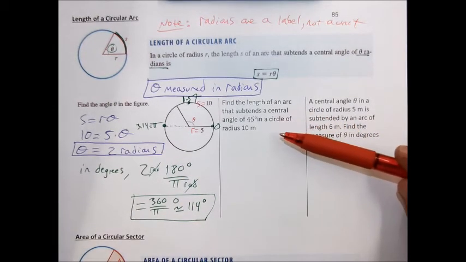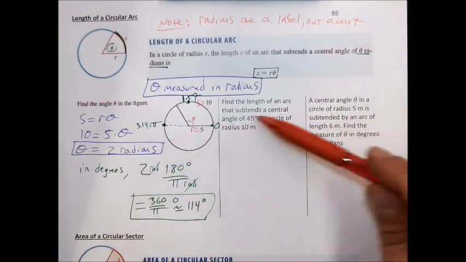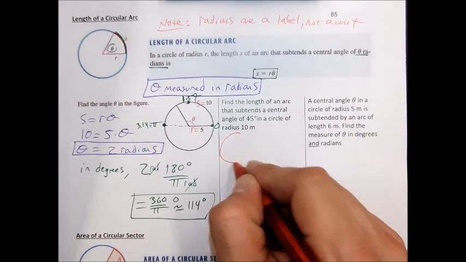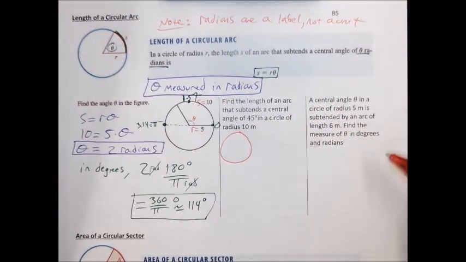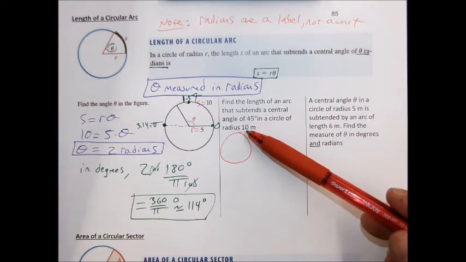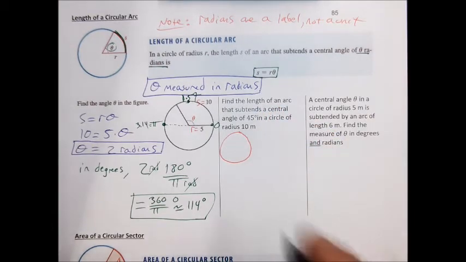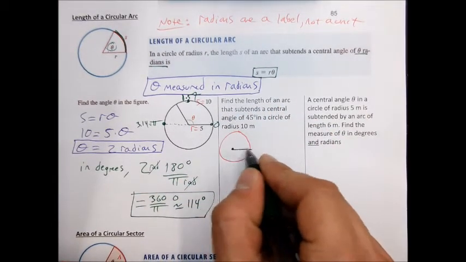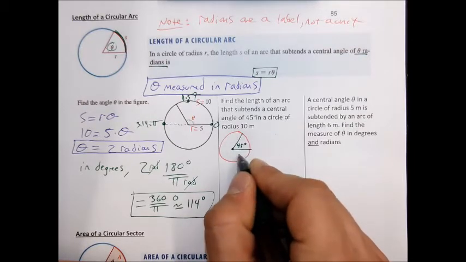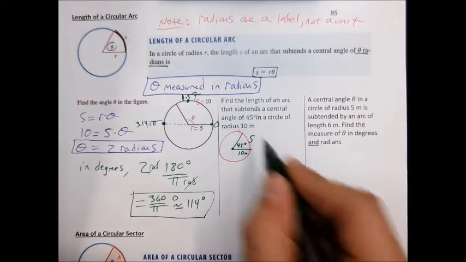The next one's also not bad, but we just need to do a little bit more thinking. This is the same kind of question, except we're not given a picture. So let's just draw the picture. If we have a circle like this, we're saying that the angle is 45 degrees and the radius is 10, and we want to find the length s. That would look like this then. 10 meters, and we want to figure out what s is.